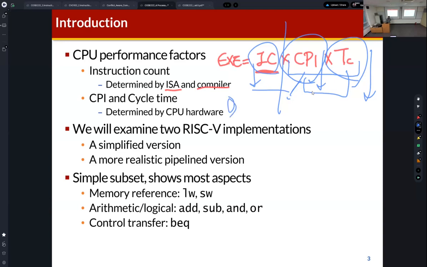So in chapter 4, we will focus on the hardware. Firstly, we will learn about a simplified version of the RISC-V processor, simplified for this course. And firstly, we will learn about the single cycle.